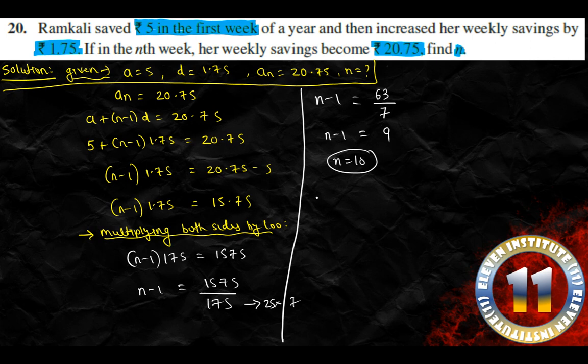So we can write over here, therefore, her savings will become 20.75 rupees in the 10th week. I hope this is very much clear to you. Please pause the video and write this down in your CW. Alright, I hope you have written this. Let us now move ahead.